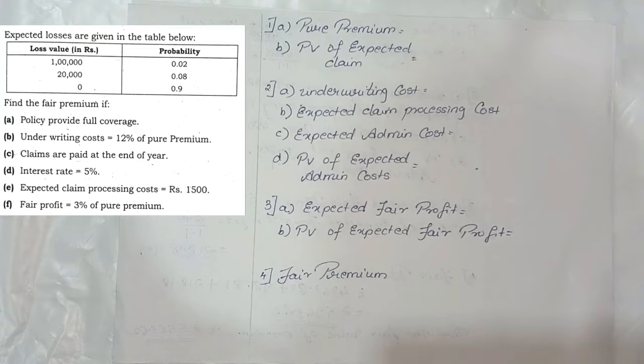If the policy provides full coverage, underwriting cost is 12% of pure premium. The claims are paid at the end of the year. Interest is 5%. Expected claim processing cost is 1,500, and the fair profit is equal to 3% of pure premium. Okay, again we will solve this as per our format.